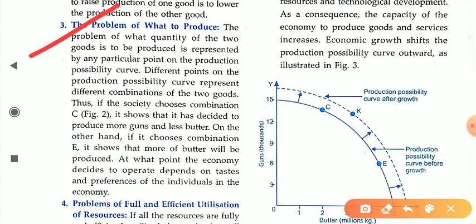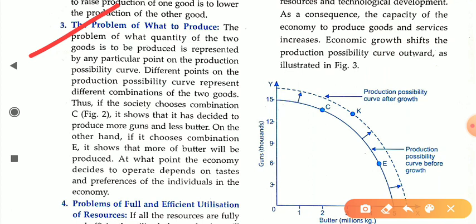Now the third problem is the problem of what to produce. As I told you, the problem of what quantity of the two goods is to be produced is represented by any particular point on the production possibility curve. So different points on the production possibility curve represent different combinations of the two goods.